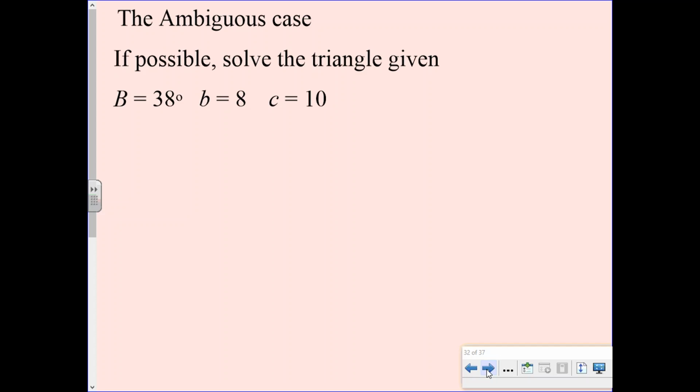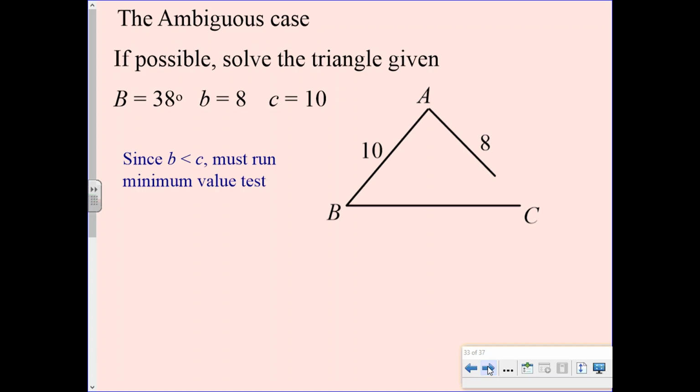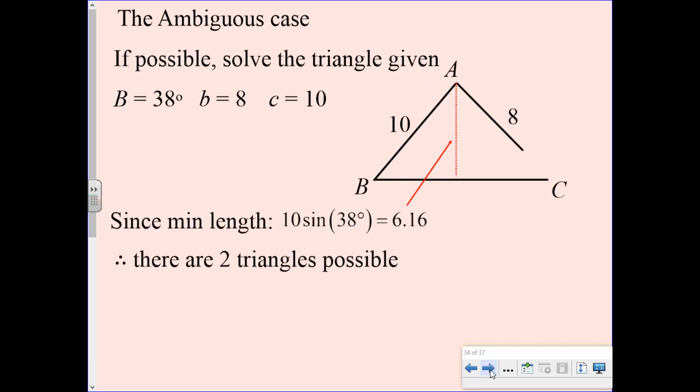Okay, so hopefully by now you have gotten the solutions, and hopefully you've realized that this again is a two-triangle case. Because as we go through here, B is less than C, so you've got to run that minimum value test. The minimum value ends up becoming 6.16. So 2 triangles are possible. So we've got to run through the whole law of sines for, in this case, the angle C being acute. Find that whole triangle and then find the smaller triangle.